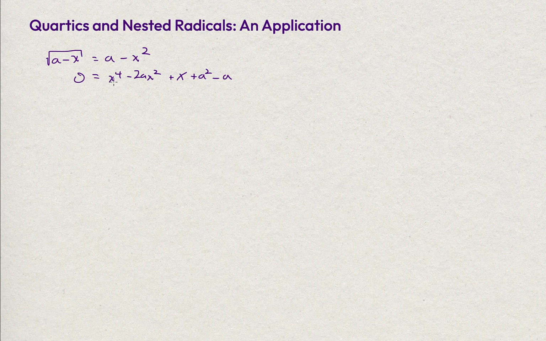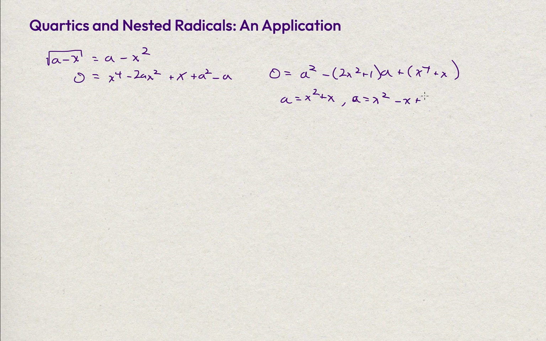Now, as I mentioned before, you can rewrite this polynomial in terms of a and write it as 0 equals a squared minus (2x squared plus 1) a plus x to the fourth plus x, and then solve this for a using the quadratic formula. And you'll get two possibilities: a equals x squared plus x, or a equals x squared minus x plus 1.